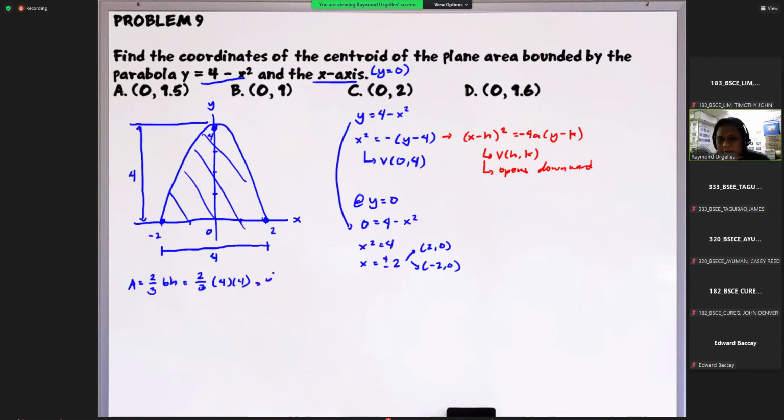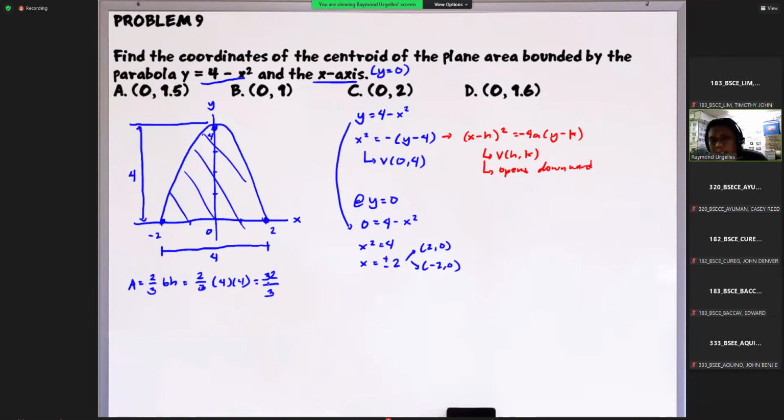So this is 32/3. Actually basta mga parabolic segment na tanong sa board, ang madalas niyo makikita mga sagot diyan ay 16/3, 32/3, 64/3. So something over 3. Yan yung lumalabas na area natin. So we have 32/3 units. Okay ba? Any questions so far?